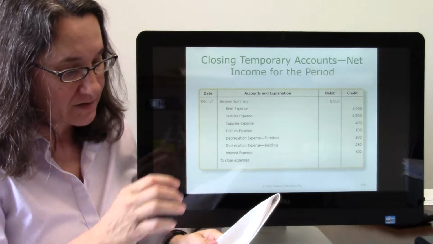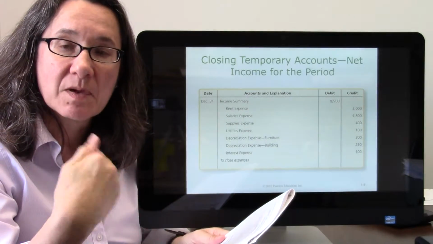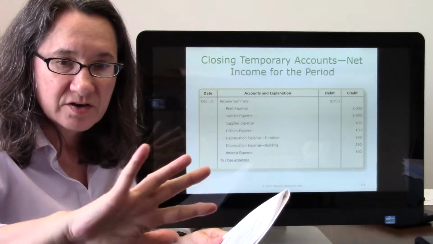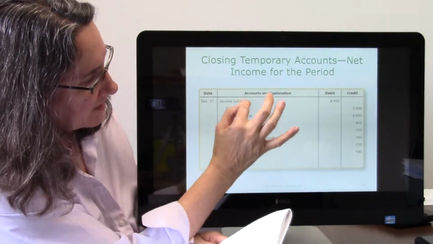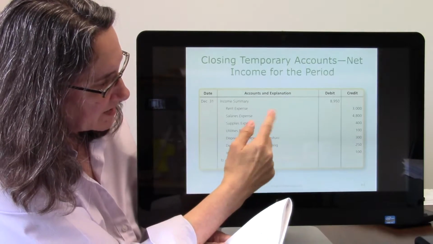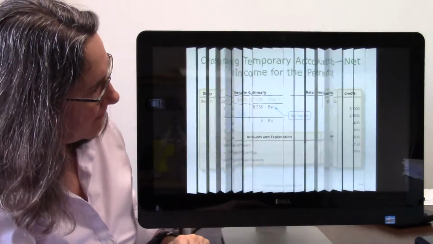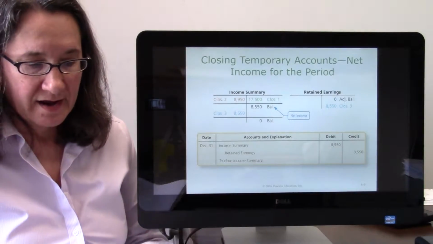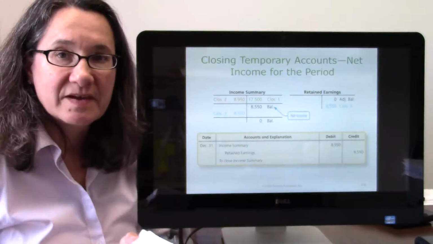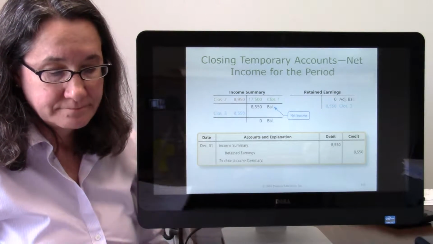summary for the balance. So of course expenses, as we're accruing them, we're always putting them down as debits. So to zero them out, you credit that expense. And the debit is income summary. Then you credit each expense and you've closed out the expenses. All right, now we're done with income summary. It's a temporary account that we only use to total up the income.